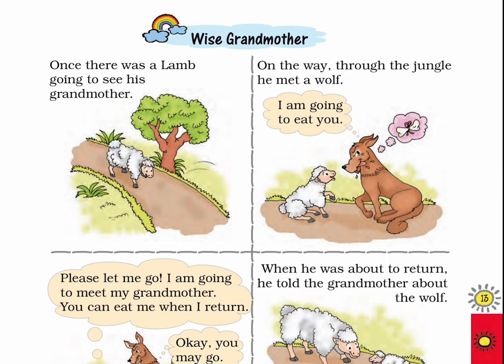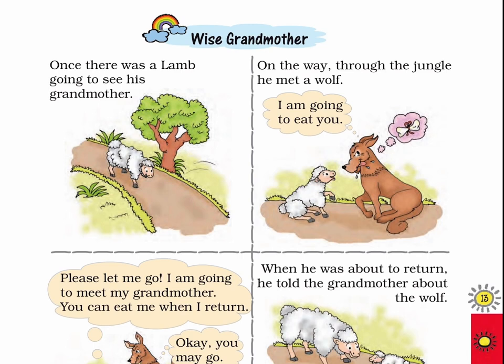Once there was a lamb going to see his grandmother. Picture 1 shows a lamb walking on the road and a tree is on the side of the road. On the way through the jungle, he met a wolf. Picture 2 shows a wolf staring at the lamb and thinking of eating the lamb. The speech bubble next to wolf says, I am going to eat you.